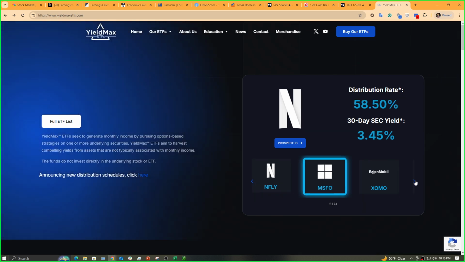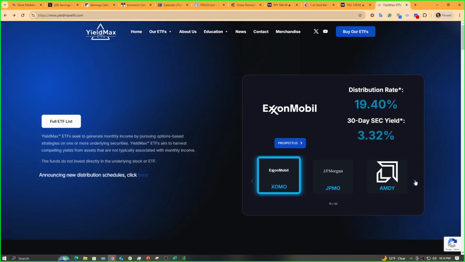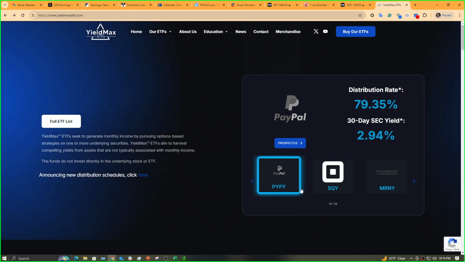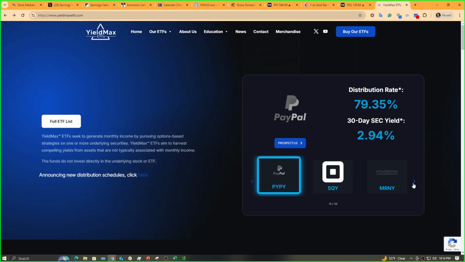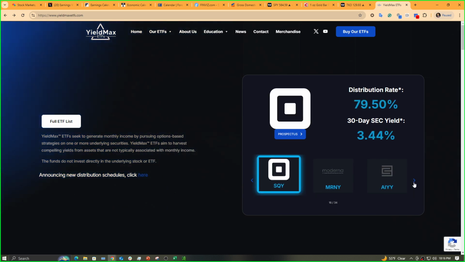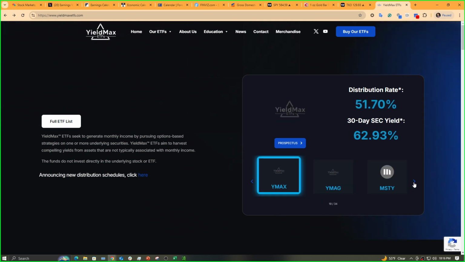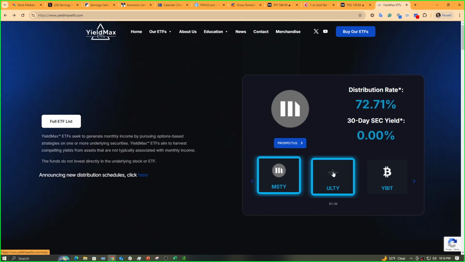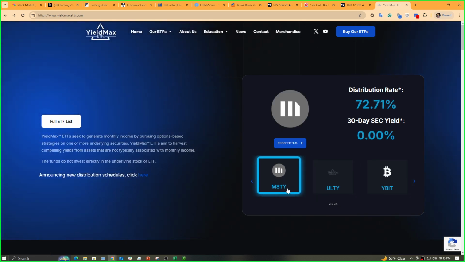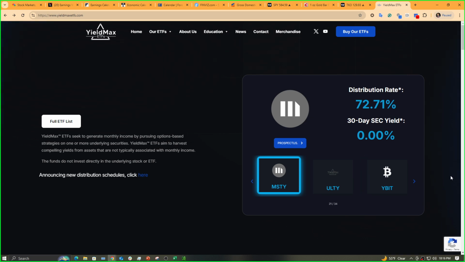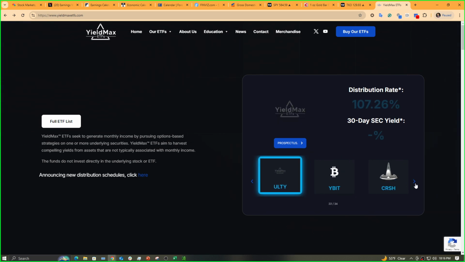They got ExxonMobil, who's got their earnings coming out. JP Morgan, they have a lot of companies, guys. PayPal, Square. I know you guys talked about Square. So all of these companies pay a good dividend rate, distribution rate. As you can see, PayPal pays 79%. Square pays 79%. Moderna 68%. So I want you guys to come here and look at some of this. Oh, MSRT. I am bullish on MSRT, but they do pay out a dividend. Oh, Ybit. I didn't know they had Ybit.